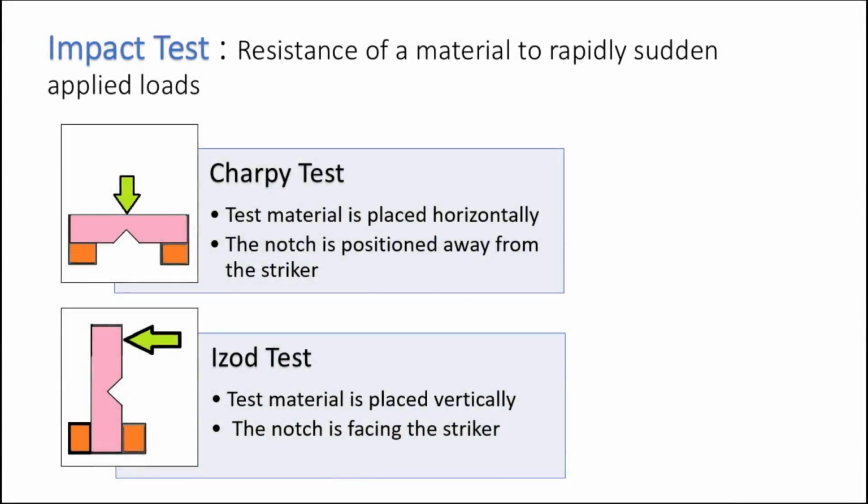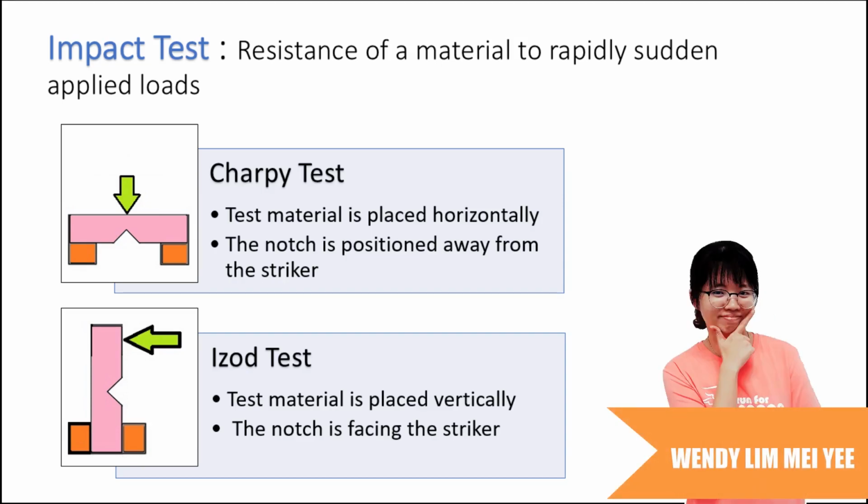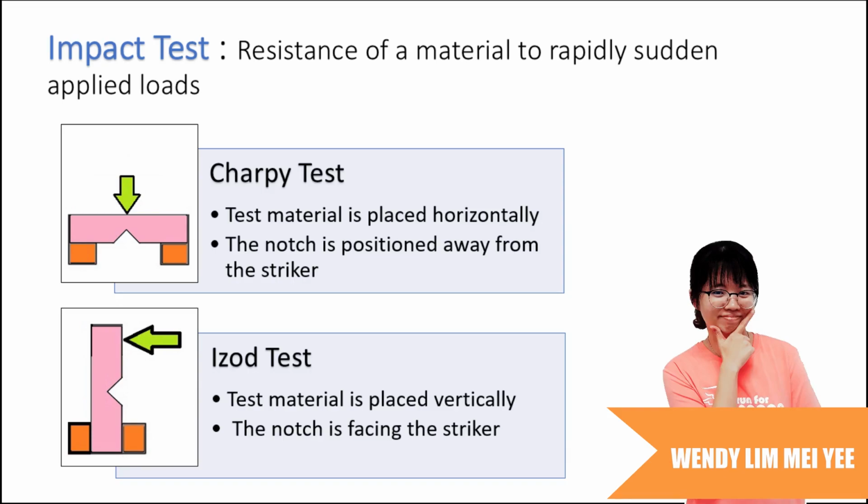In order to measure the toughness of the ship steel, an impact test is carried out. An impact test is used to measure the resistance of a material to rapidly, suddenly applied loads. There are two types of impact test, the Charpy test and the Izod test. For the Charpy test, the test material is placed horizontally. The notch is positioned away from the striker. Whereas for the Izod test, the test material is placed vertically. The notch is facing the striker.